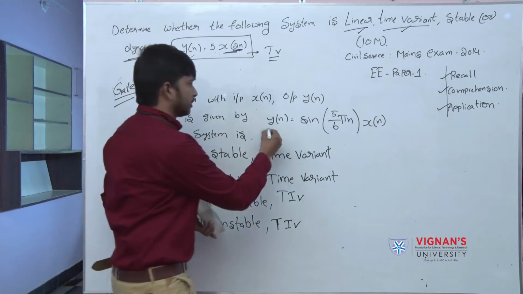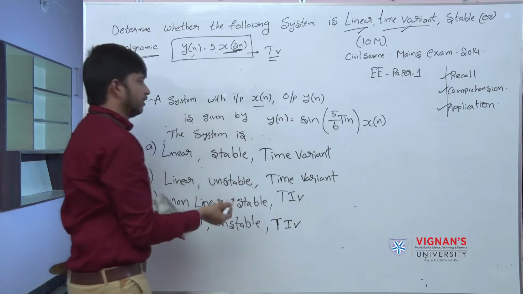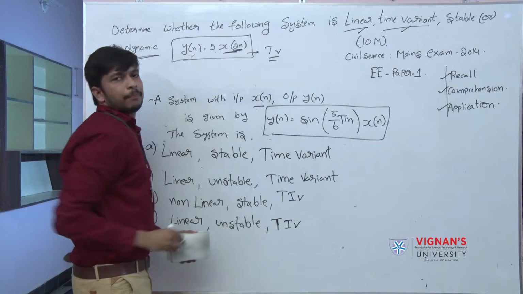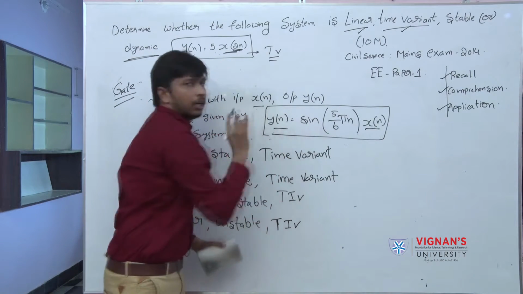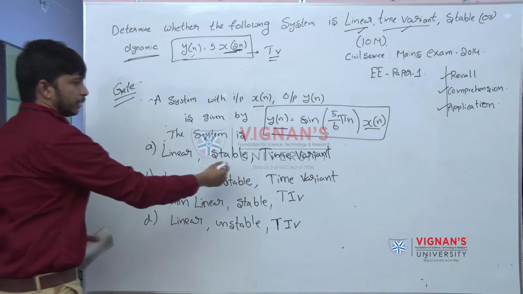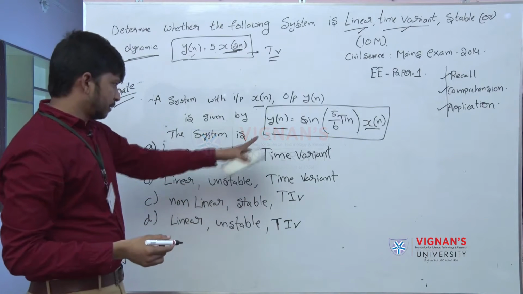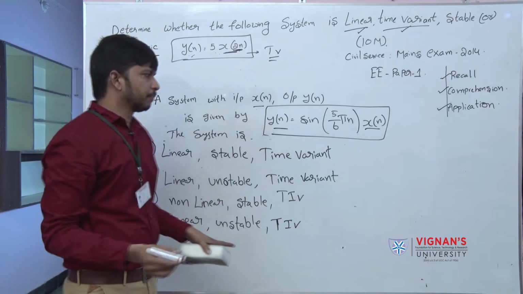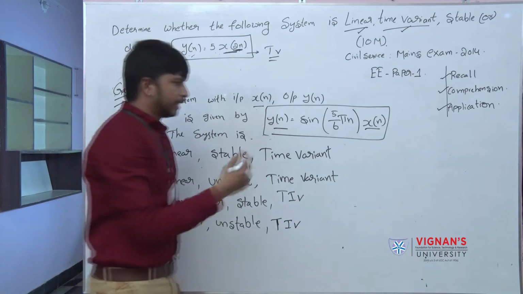So let us see the given system. A system with input x of n and output y of n is given by y of n equal to sine of 5 by 6 pi n into x of n, where x of n is the input and y of n is the output. The options are: linear, stable, time variant; linear, unstable, time variant. We have to find whether the system is linear or non-linear, stable or unstable, time variant or time invariant, using the conclusions we discussed till now.